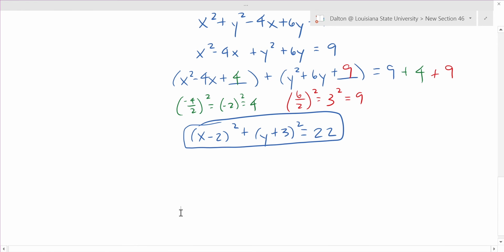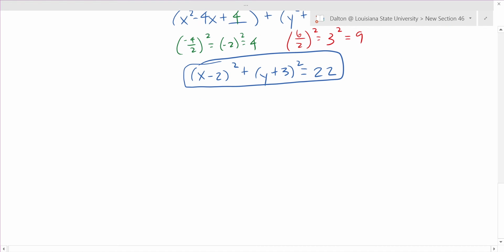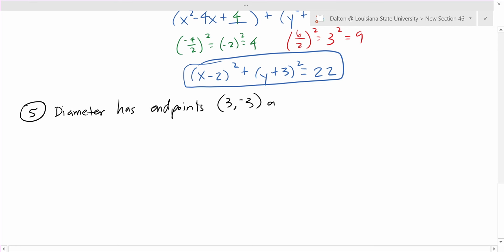Okay, last problem, number 5. I want you to write an equation of a circle whose diameter, let me just give you that information, whose diameter has endpoints of 3, negative 3, and 1, 5.